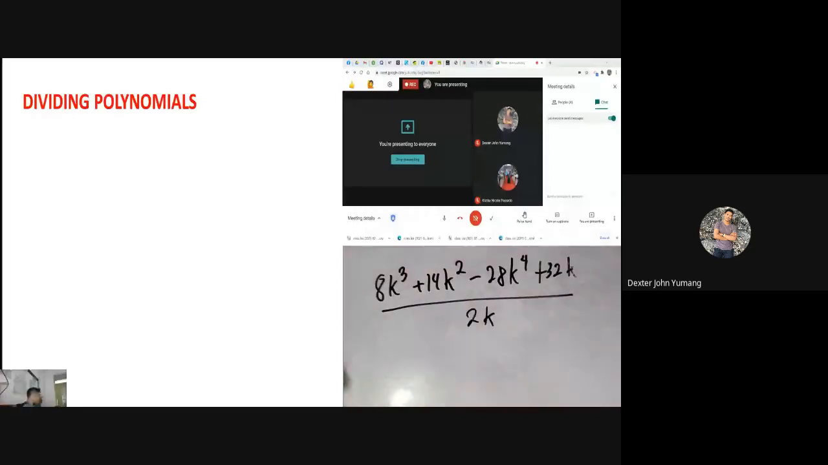Okay, we're back. So kindly look at the whiteboard. And as you could see, the given is 8k cubed plus 14k squared minus 28k plus 32k divided by 2k. So I would like you to divide that one. That is our given for this first example. Okay, type done if you're done, or you may type your answer directly.